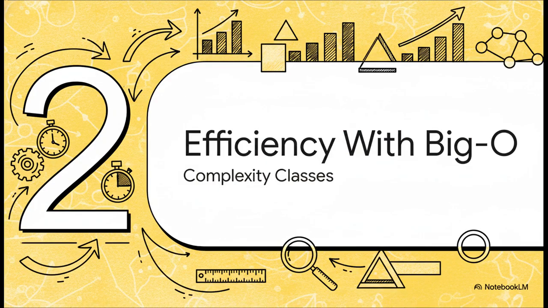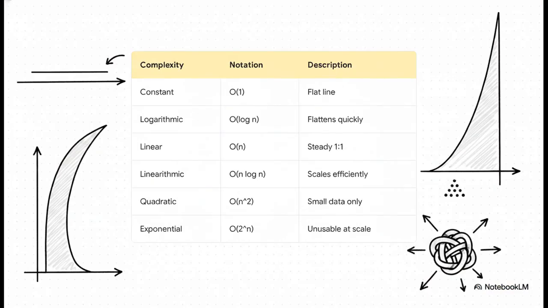Moving right along to Section 2, measuring efficiency with Big O. So, before we deploy these reliable systems, we need a way to measure the efficiency and complexity of our materials, right? We do this using Big O notation. Basically, Big O abstracts away all the quirks of different computer hardware to just show you pure scale limits.